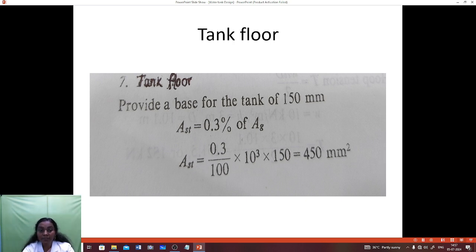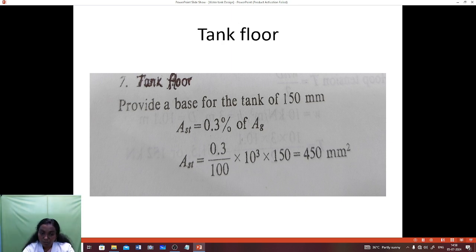Previously when we found the counterfort, it meant 0.1% of BD. So it differs between water tank and retaining wall and so on. Okay. AST is equal to 0.3% of 100, per meter depth means into 1000 into the thickness of the base tank, which is 150.